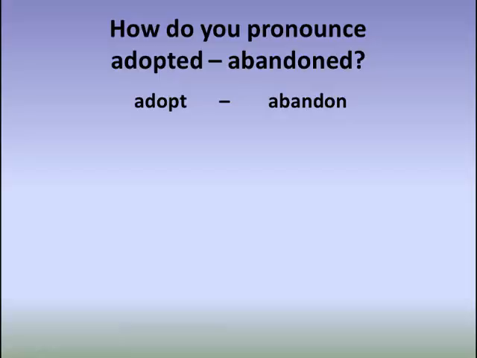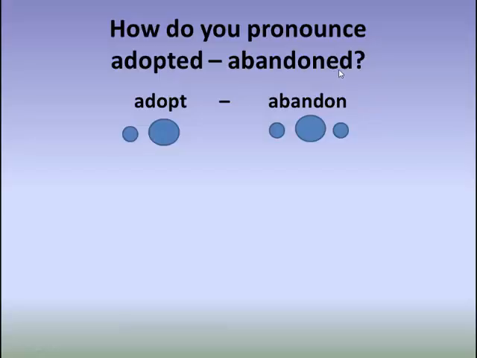Abandon has 3 syllables. Abandon. Here are the 3 syllables. And notice the stress is on the second syllable. Abandon. Adopt has 2 syllables. Adopt. Notice the stress is on the second syllable. Okay, we can see that they are regular verbs because the past of adopt is adopted, ed. The past of abandon is abandoned, ed.